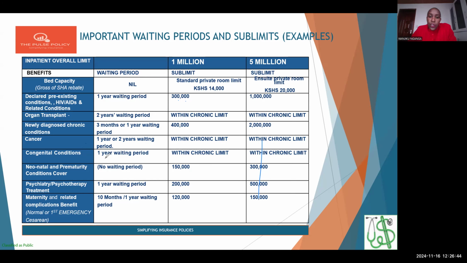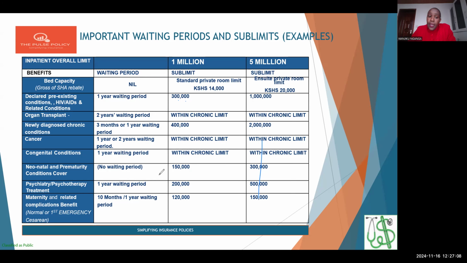Congenital conditions, these are conditions people are born with or children are born with. Again, if you are purchasing the cover for the first time, it's going to attract a 1 year waiting period, and the limits are going to be put within, mostly, if it is not stated, it is written within a chronic limit. Then you have the neonatal or premature babies or conditions. Mostly this will have no waiting period.